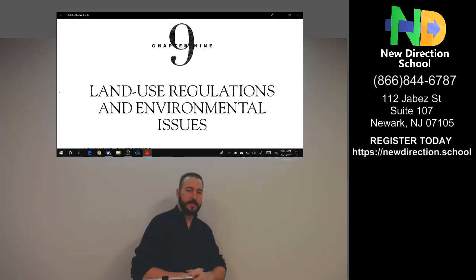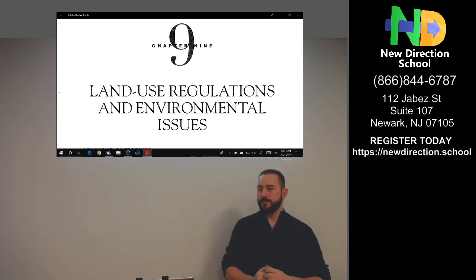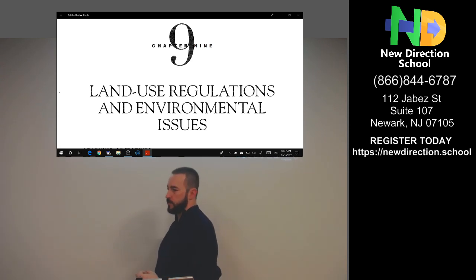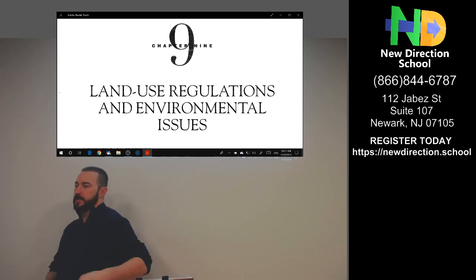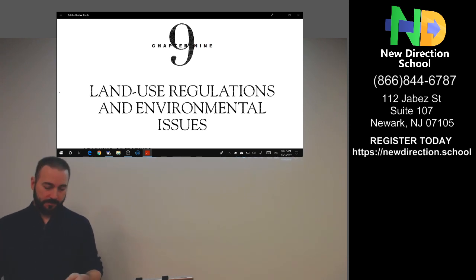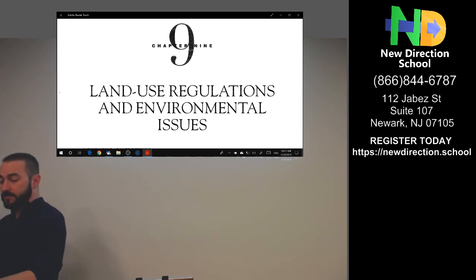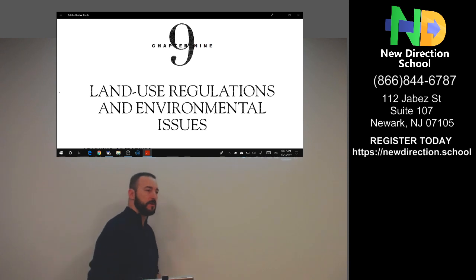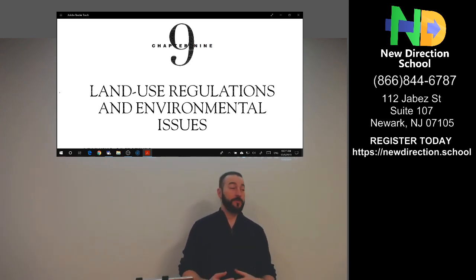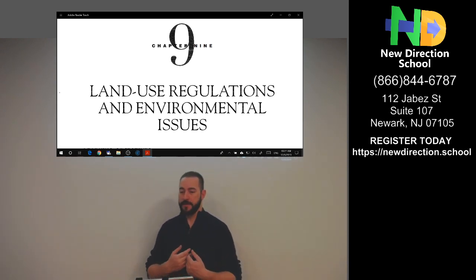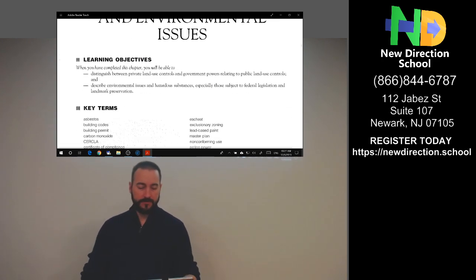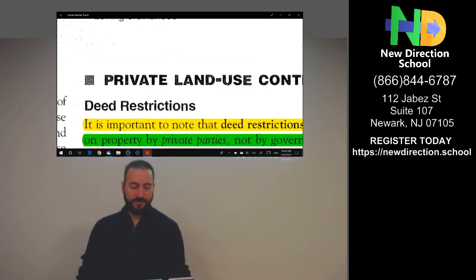And we're now live. All right, so land use regulations and environmental issues. What we're going to learn today is how we have restrictions placed by private parties, restrictions placed by the government, and then the Environmental Protection Agency also oversees part of what we can and cannot do with our property. All right? So as far as land use controls, we're going to start with private land use controls.